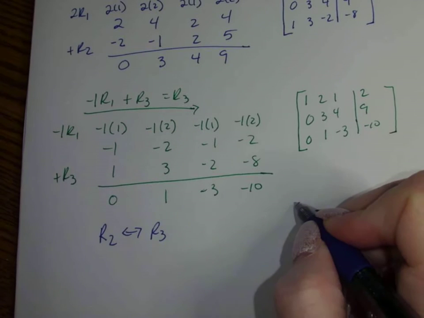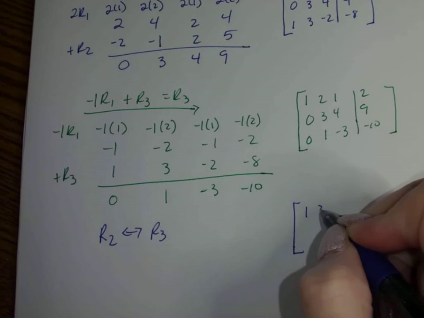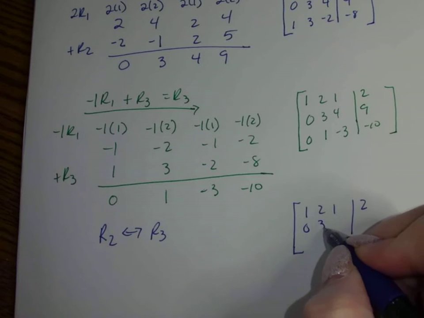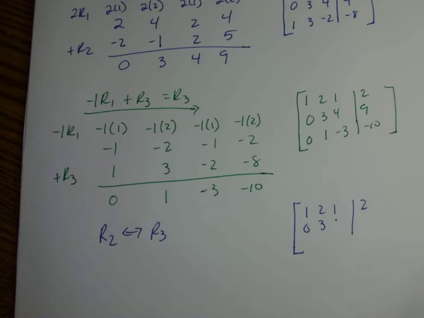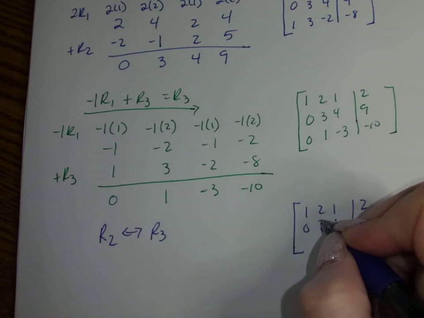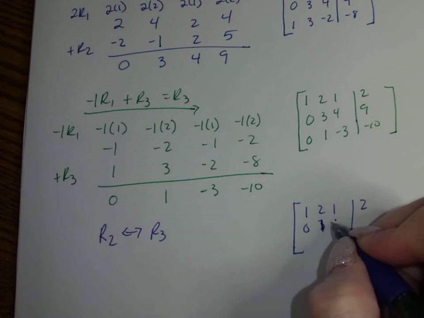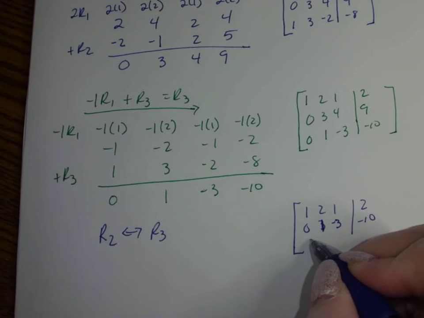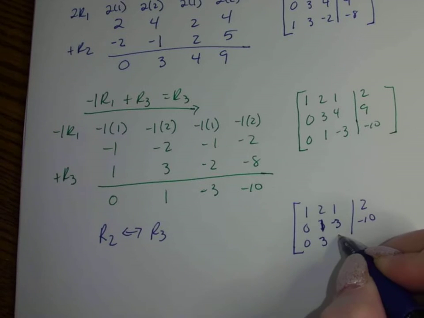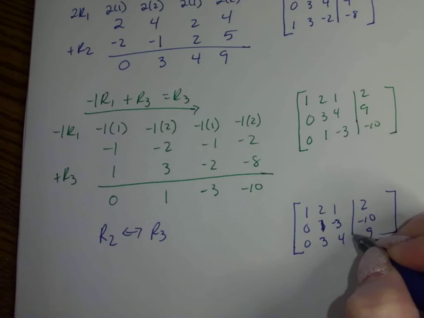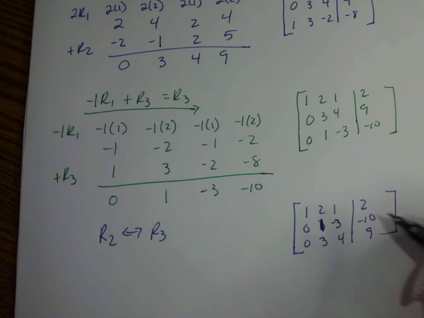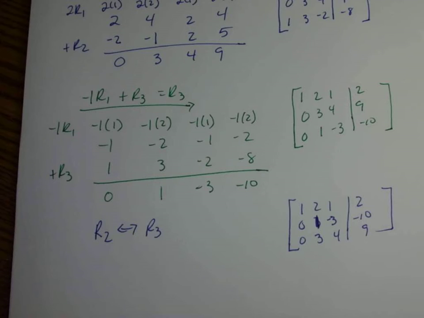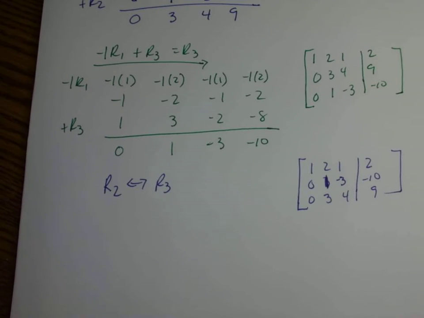So our matrix will now be 1, 2, 1, 2, because row 1 didn't change. Then 0, 1, negative 3, negative 10, and then 0, 3, 4, and 9. So what we did is just switch row 2 and row 3 around. Nothing else. We didn't have to do any math.